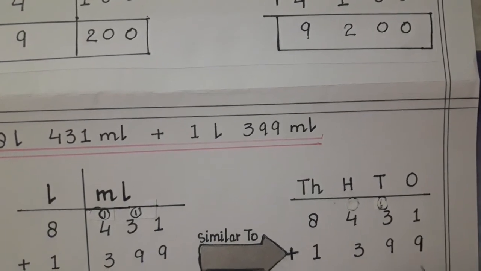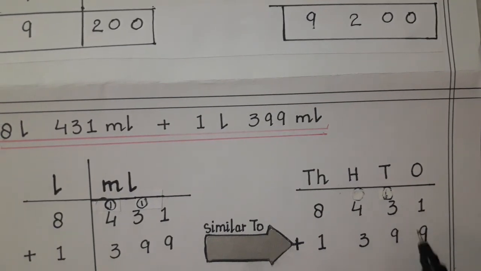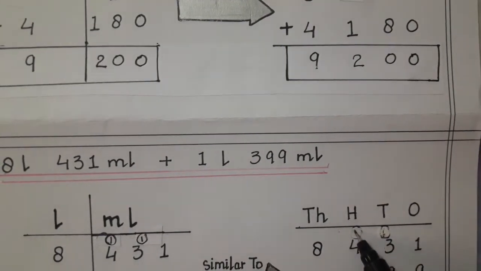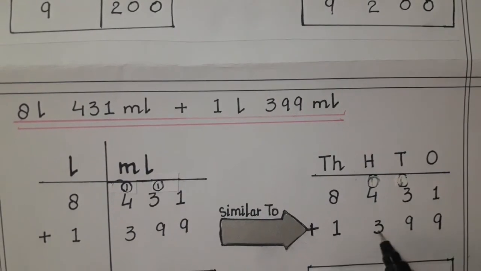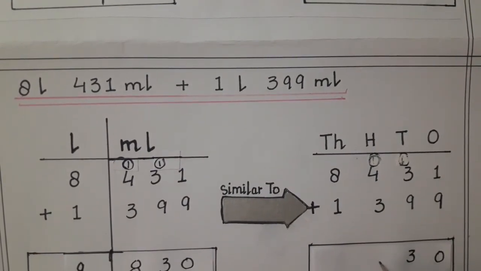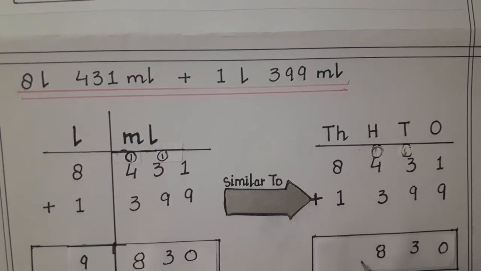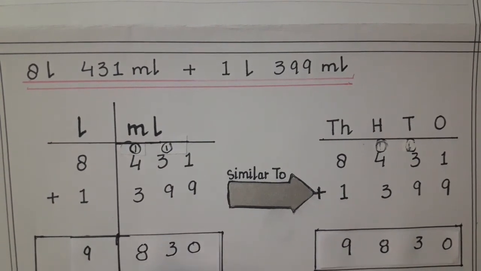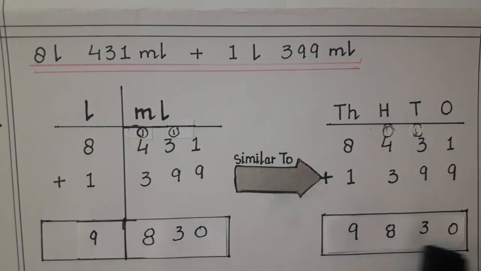So students, 9 and 3 again, 12, 12 and 1, 13, so we will write 3 over here, and we will write 1 here. 4 and 3, 7, and 7 and 1 is equal to 8, 8 and 1 is equal to 9. So you can see we get the same answer on both sides.